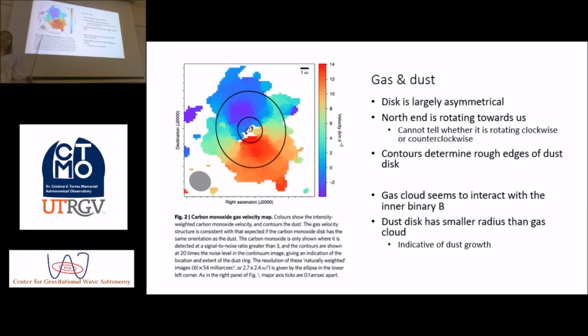Any questions about this graph? No? Is that rate of velocity? What are the colors? Oh, the colors show the intensity weighted carbon monoxide velocity, and the contours show the inner and outer limits of that dust disk.